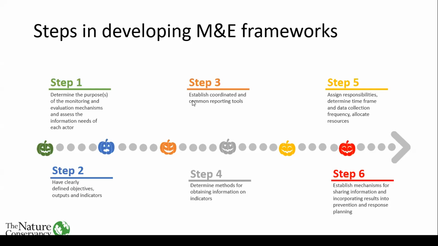Step number 5 is to assign responsibilities, determine time frame and data collection frequency, and allocate resources. So from the beginning, you need to be clear on who will be doing what. If it's on reporting, you need to be clear on how frequently the project will be generating reports, and allocate the necessary resources for each of those activities that you've listed. The final step is to establish mechanisms for sharing information and incorporating results into intervention and response planning.